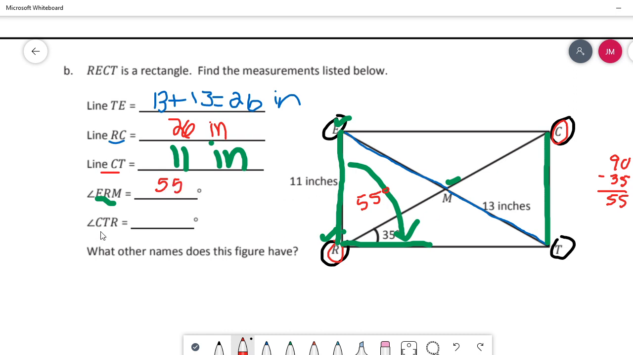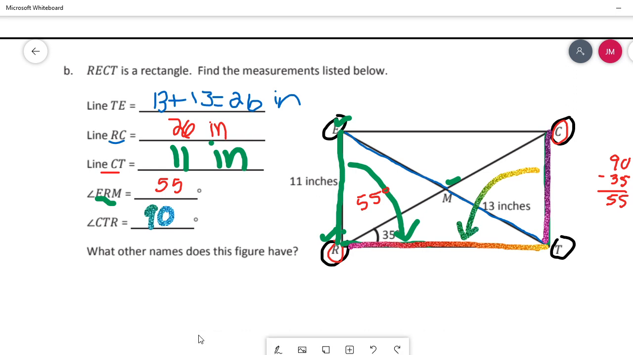Our last question is the angle CTR. Let's look for that. Okay, CTR. Look at that angle again. What kind of angle does that make? Well, that makes a 90-degree angle again, and so that's the answer for our problem here. That will be a 90-degree angle.